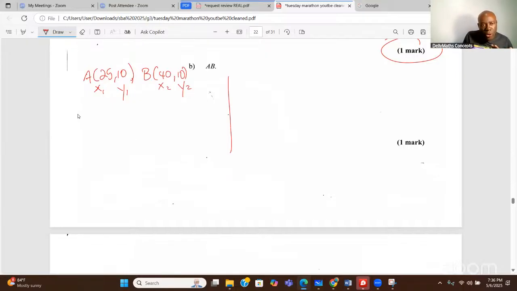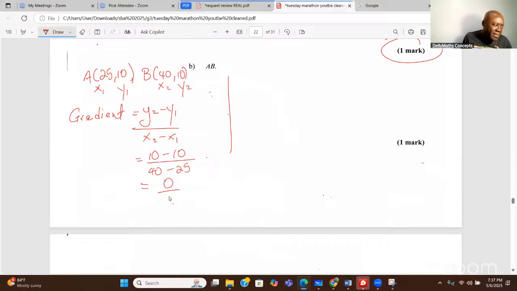So what we're talking about now is that this gradient we're dealing with is going to equal y2 minus y1 over x2 minus x1. Do your substitution. y2, 10, minus y1, 10, over x2, 40, minus x1, 25. What do we have here? 0 over what? Is that 50? Is that negative 15? 15, which is equal to 0. Now, can you see that the gradient is 0?